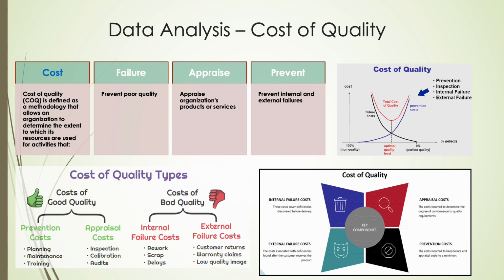Prevention, resources spent on activities that prevent poor quality from occurring in the first place. Appraisal, resources dedicated to measuring and evaluating the quality of products or services. Failure, the costs resulting from both internal and external failures, such as defects or issues that arise after products have been delivered. By understanding these costs, organizations can make more informed decisions on how to allocate resources effectively to improve quality.